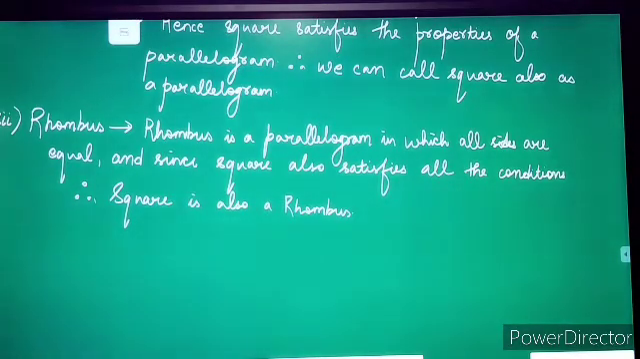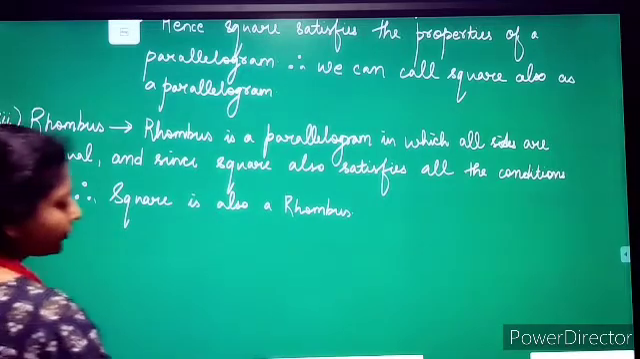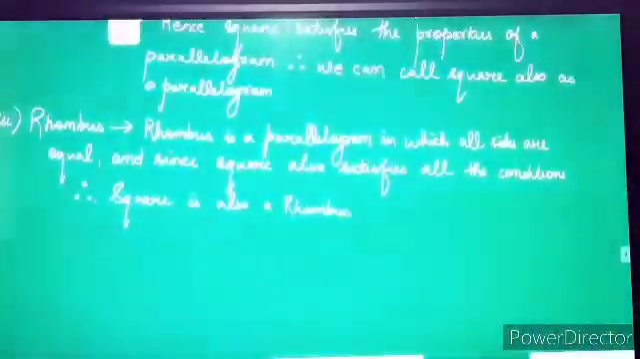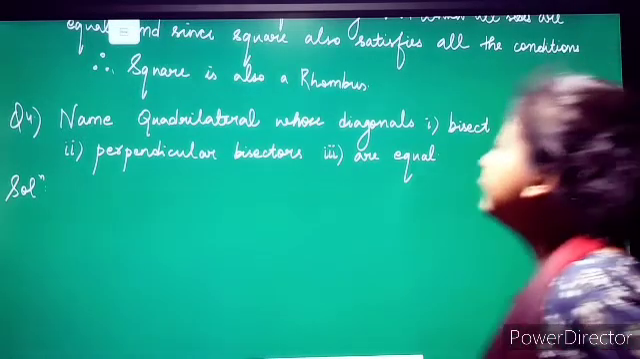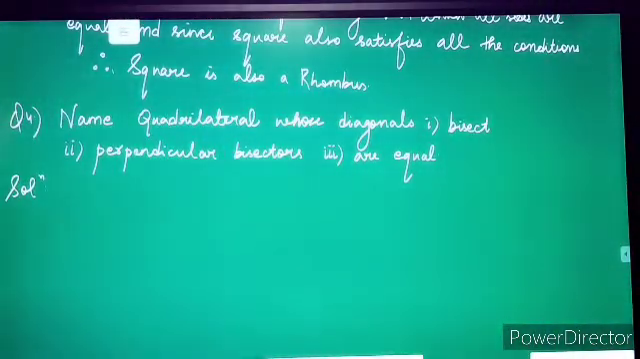Okay. Fourth part is homework for you to try. Next, question number 4. In question number 4, we have to name the quadrilaterals whose diagonals, first point, bisect each other.